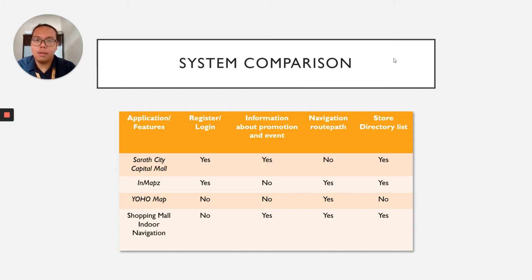The application has features that I compare: my system provides information about promotion and event, and then provides the navigation route path and also store the authorities. My project has no register or login function because I want to make it clear that users do not have to log in to use the application.